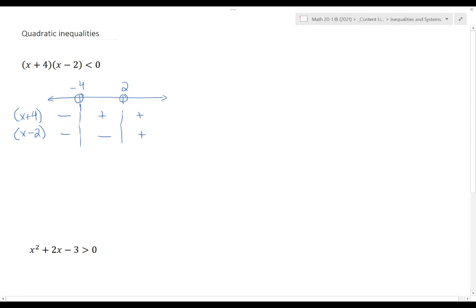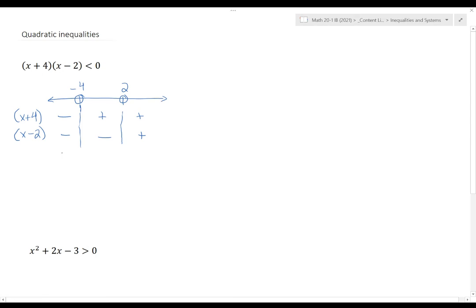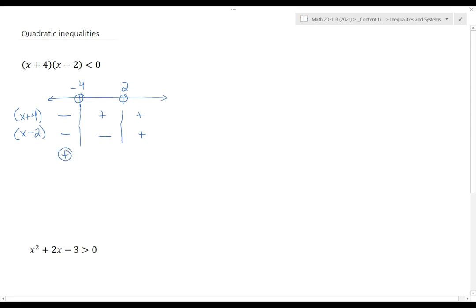So now the overall product, well, if I have values of x that are less than -4, then I'm multiplying a negative number by a negative number, which means the product is positive. If I have values of x between -4 and 2, then I'm multiplying a positive number by a negative number, which means that the product is negative. And for values of x greater than 2, the product is going to be positive because we have a positive number multiplied by a positive number.